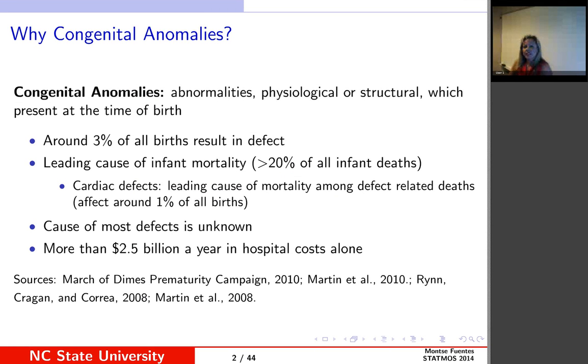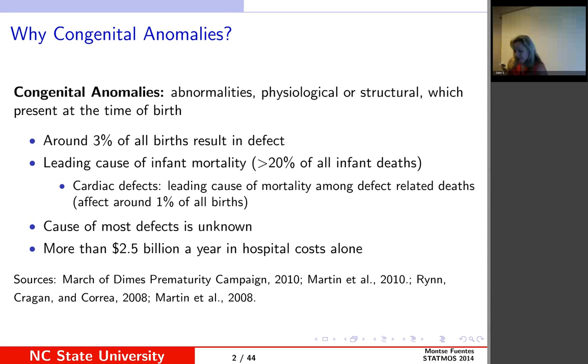We are interested in understanding better birth defects because they are the leading cause of infant mortality. They explain more than 20% of the infant deaths, and the incident rate is about 3%. The most common type of birth defect is cardiac defects. And that's going to be the focus of this research. From an economic point of view, it is quite expensive. We spend more than $2.5 billion per year just in hospital costs alone.